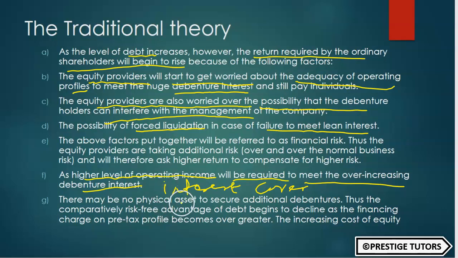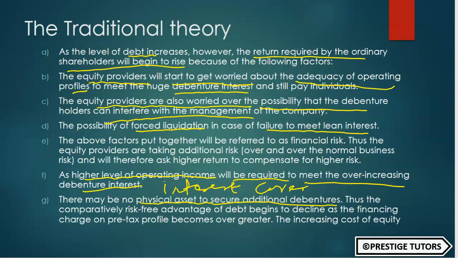Finally, there may be no physical asset to secure additional debenture. Debenture debt also comes with what we call a lien on assets. They can place a lien on your assets, so that if you default, the asset is going to be taken over. So ordinary shareholders, the assets that you use in operating, they can take it over. So ordinary shareholders are worried.